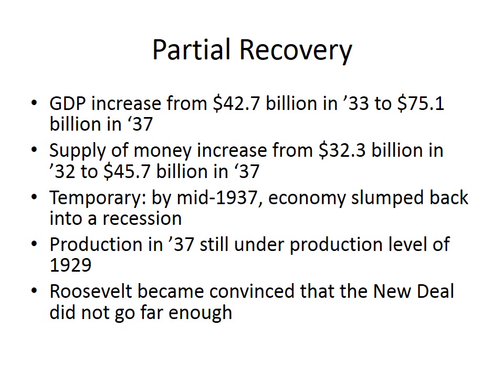Supply of money increased from 32.3 billion in 32 to 45.7 billion in 37. And again, this data is from Walton and Rockoff. However, it's temporary. By the middle of 37, the economy slumps back into a recession.